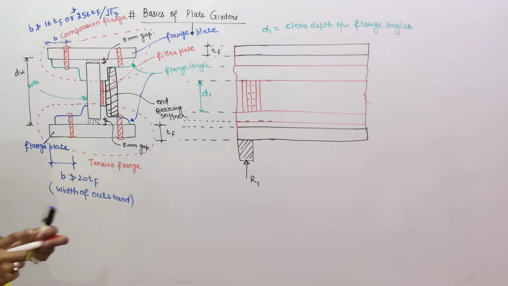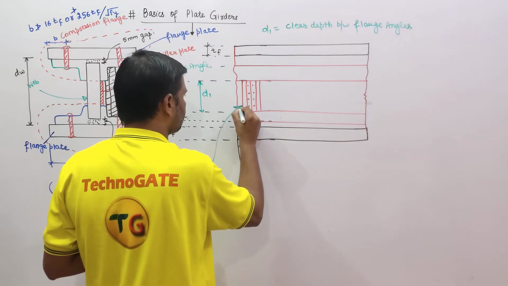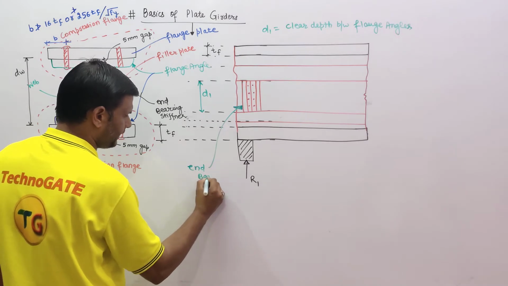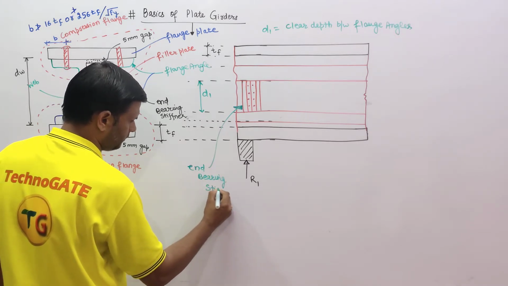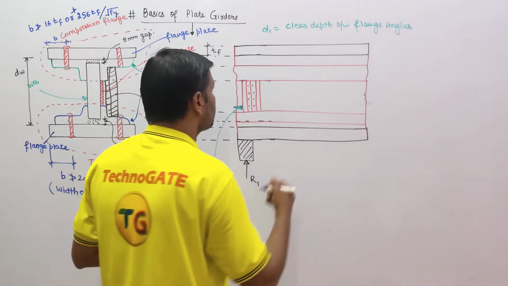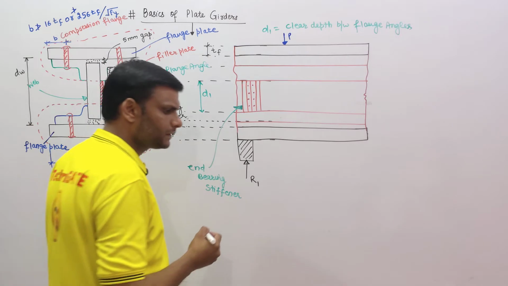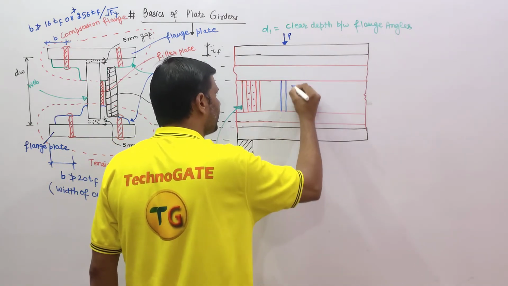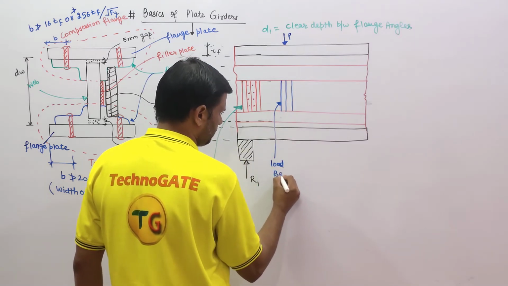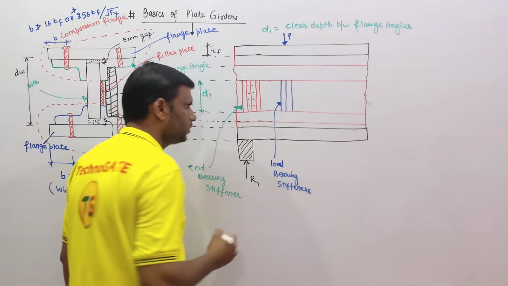These stiffeners are called end bearing stiffeners, to support or prevent the buckling of the web due to a heavy amount of reaction. This is our end bearing stiffener. Now if any heavy concentrated load is there, then the stiffeners provided are called load bearing stiffeners.